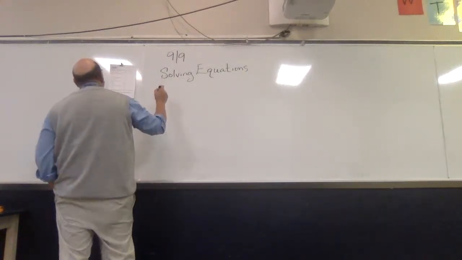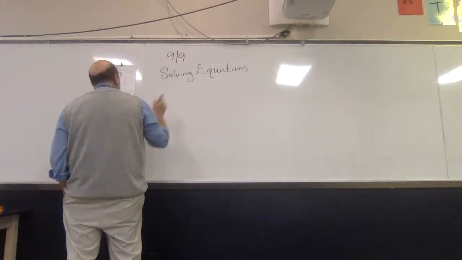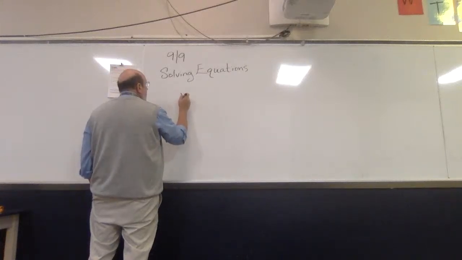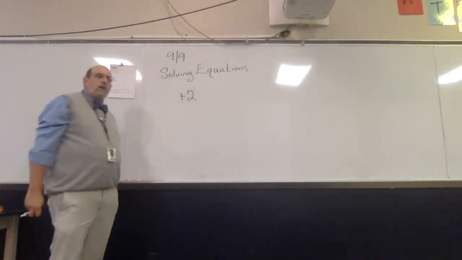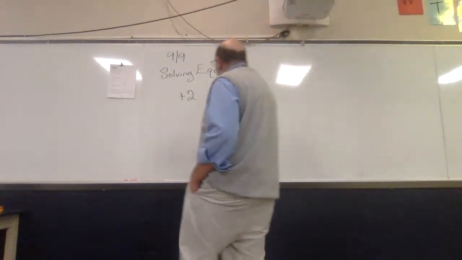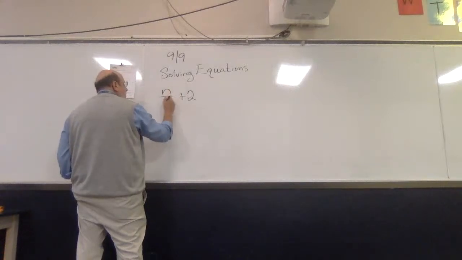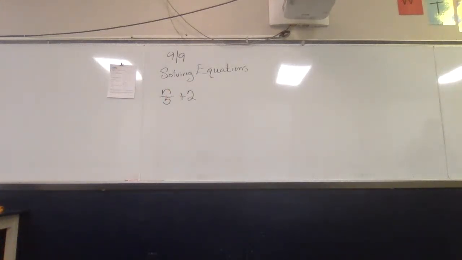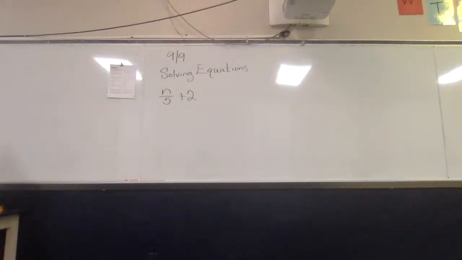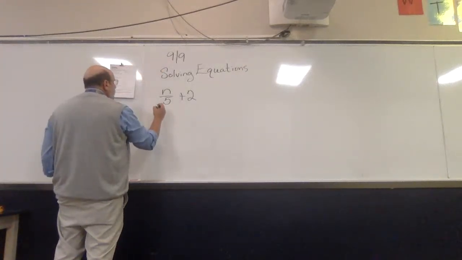How do I write an expression for 2 more than the quotient of a number and 5? 2 more than the quotient of a number and 5 would be N over 5, plus 2. Yeah, in order. Cool? Got it? It's on here, on the practice page.